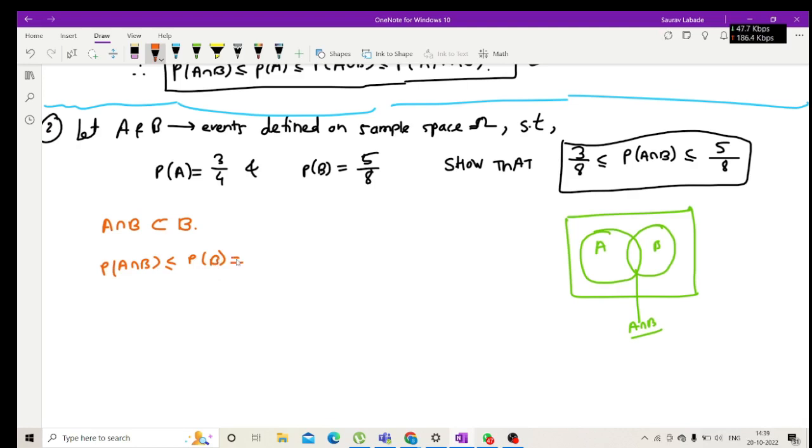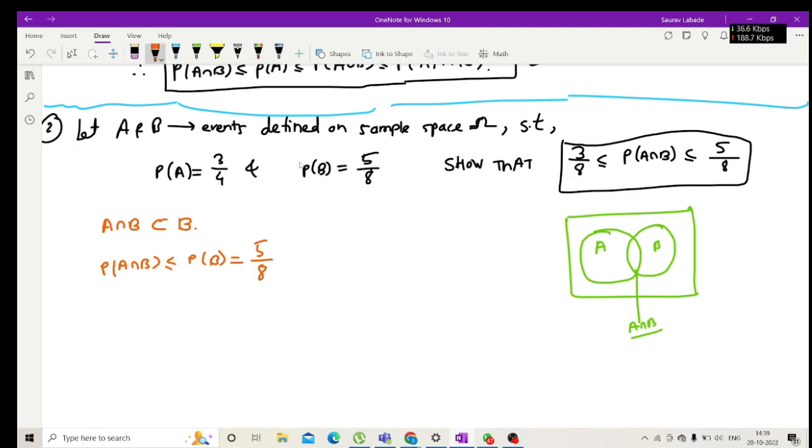So what is probability of B? We don't know probability of A intersection B yet, right? I think we need not find that probability of A intersection B. But yes, what is probability of B? It is 5 by 8. Okay, probability of B is 5 by 8.